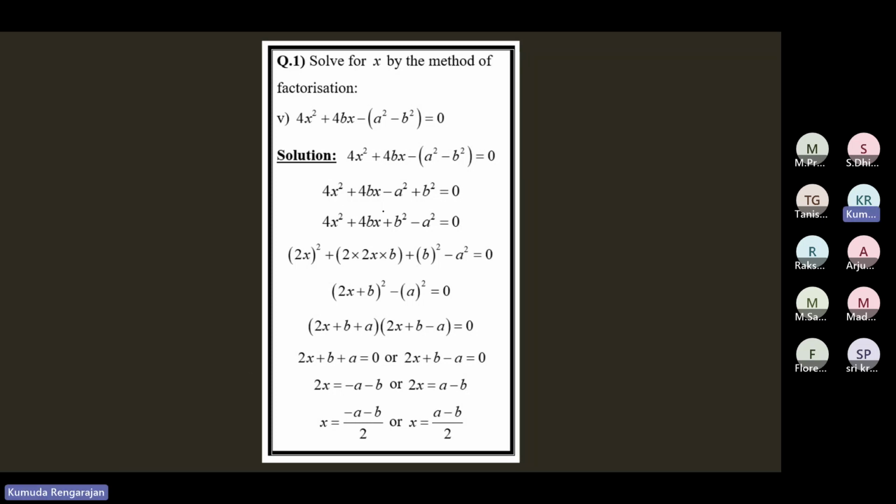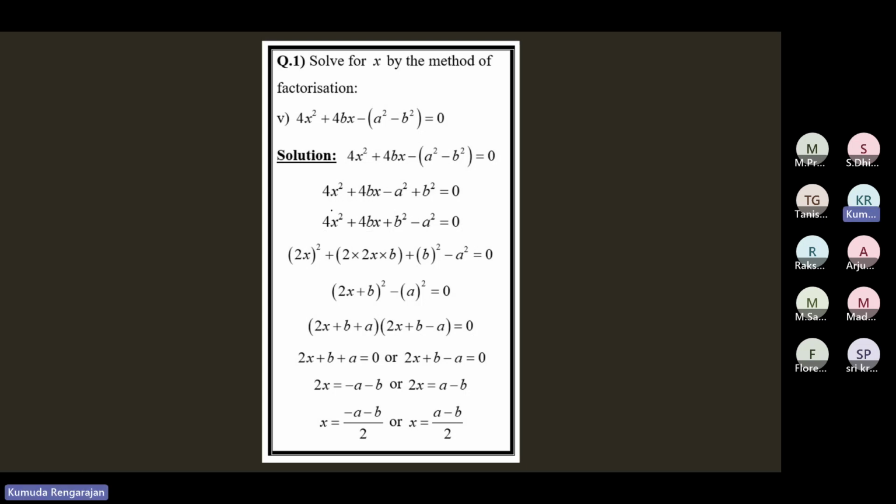Then this is 4bx. So for this you need one b square term and one x square term. Here you have the x square term, here you have the b square term. So you'll have to group these three, and that minus a square term stands alone.